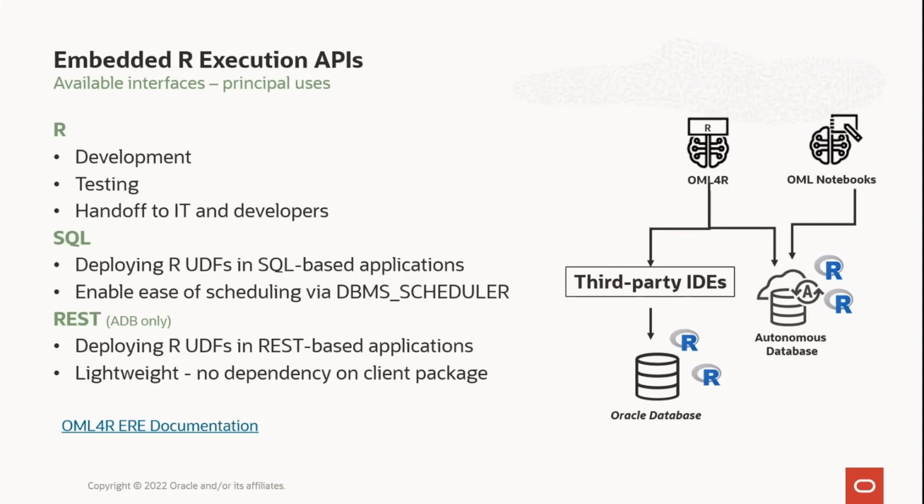With the SQL API, scripts can be scheduled using the DBMS scheduler. And the REST API allows you to deploy scripts in REST applications through HTTP. And it has no client package requirements other than a REST client like curl or Postman to initiate the calls. A couple of things to be aware of. The REST API for embedded R is available on Autonomous Database only. And right now we have a small subset of third-party packages that we include with OML4R and Autonomous Database, but third-party package installation by the user will be available in Autonomous Database later this year.